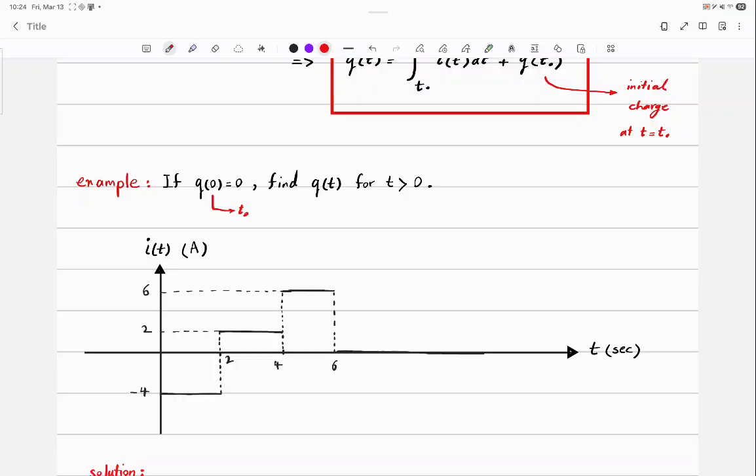Because what's wrong with considering the interval from 0 to 6? There's multiple different functions. You cannot write a single function inside the integral for that, okay? But if you break it, then the integration becomes very easy. So let's break the interval into 3 different intervals. First, I consider from 0 to 2.